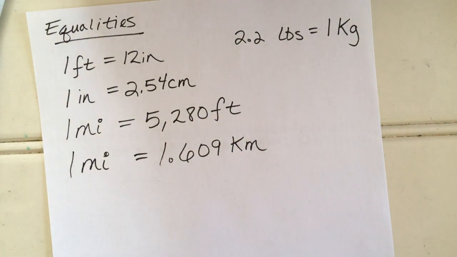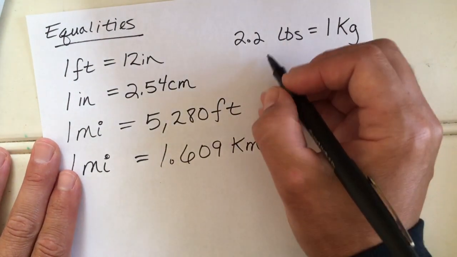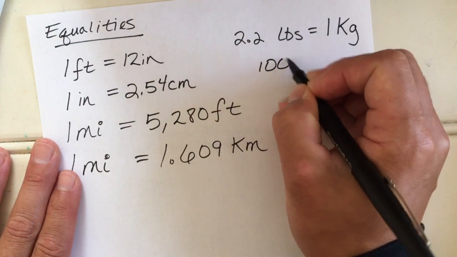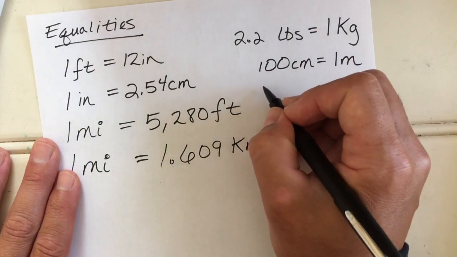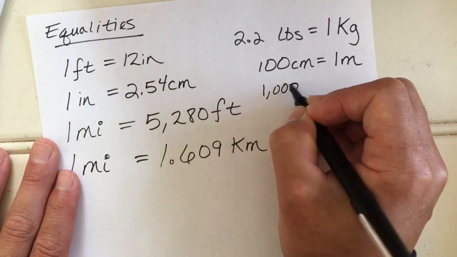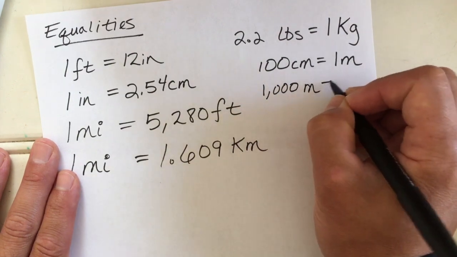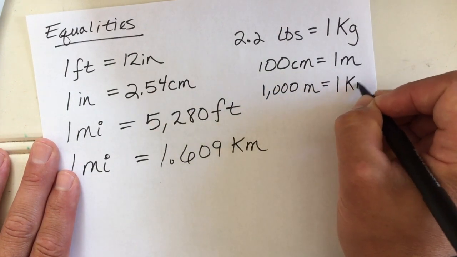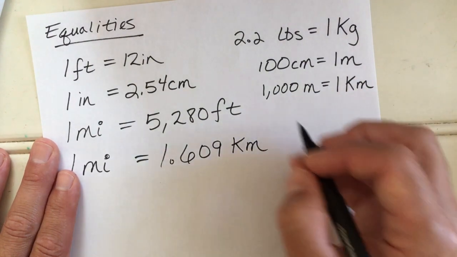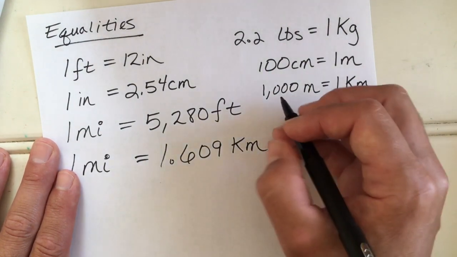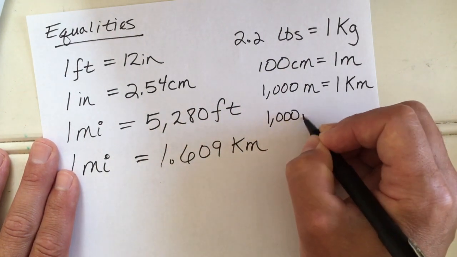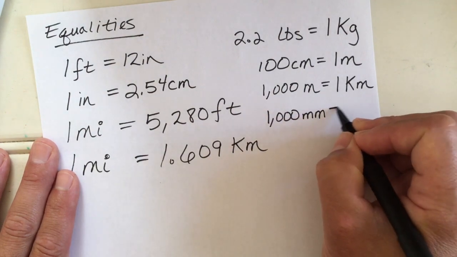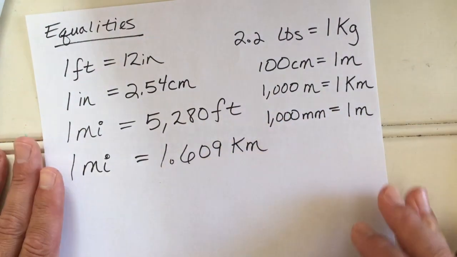What other ones? Let me see if I have any more written down. I guess some common ones might be that, and you should probably just know these ones, but I'm going to write them anyways. 100 centimeters is equal to 1 meter. 1,000 meters is equal to 1 kilometer. And let's go 1,000 millimeters is equal to 1 meter.